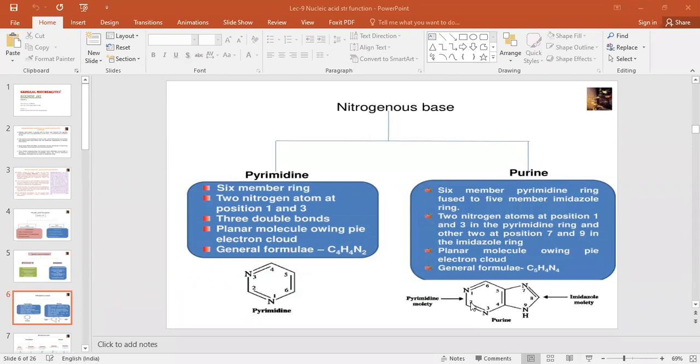Okay. You are going anti-clockwise in the purine ring. After that, 7, 8, 9. Okay. After giving numbering, you have to put the double bonds. Then how to put the double bonds? Starting from this nitrogen, alternate bond is a double bond.